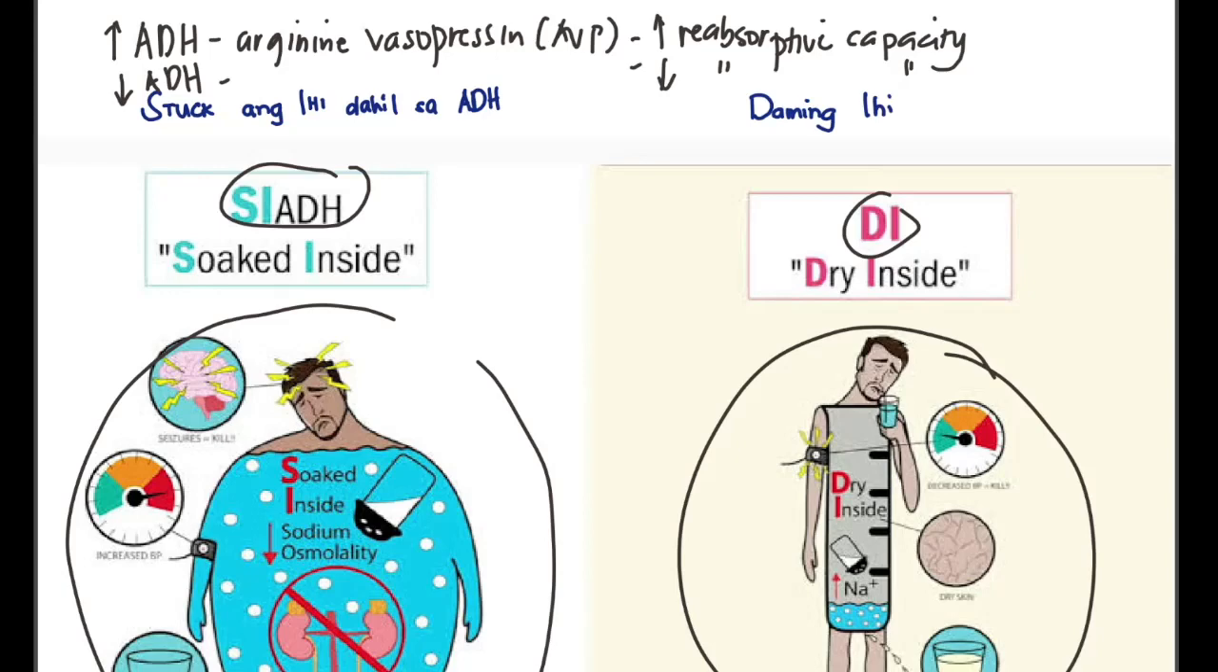Kasi normally, di ba yung kidneys natin, siya yung mag-absorb ng fluid, siya rin yung mag-excrete ng excess fluid. Siya rin yung mag-excrete ng excess na byproducts ng katawan natin, especially in the blood. So, that is the function of our kidneys in this case.